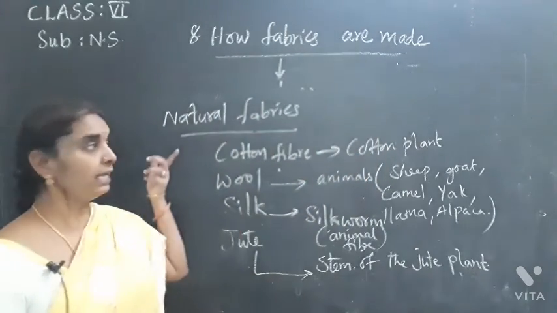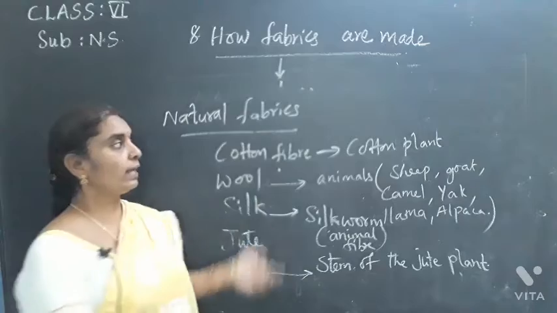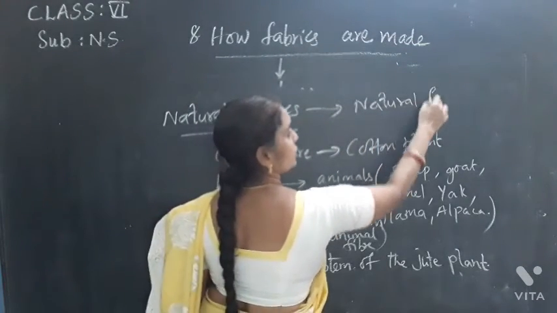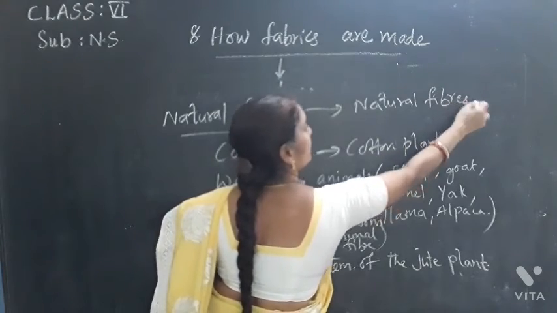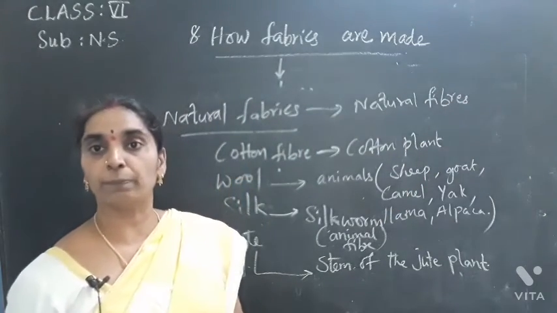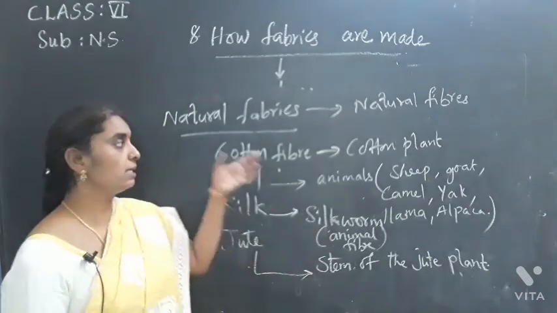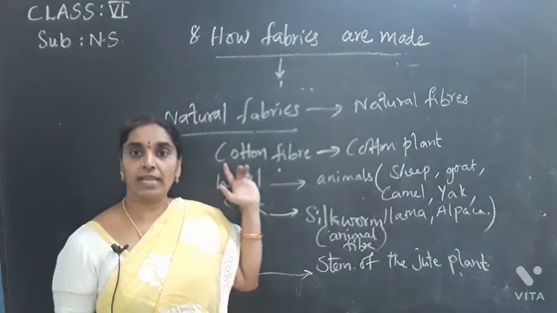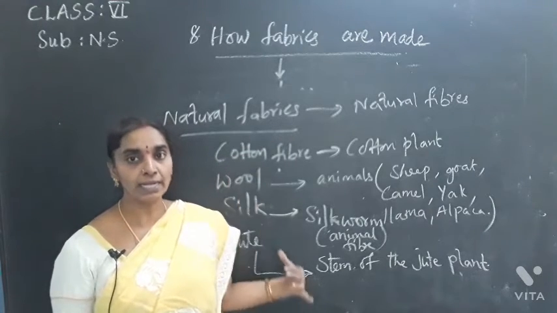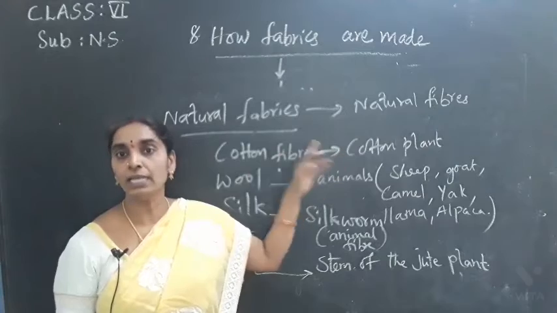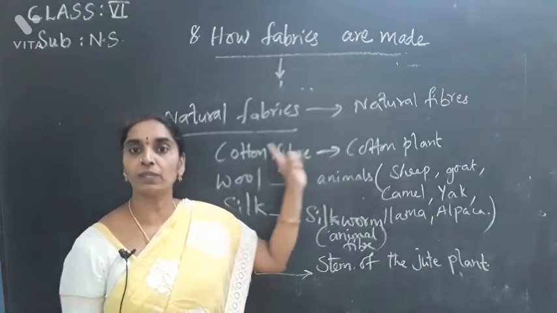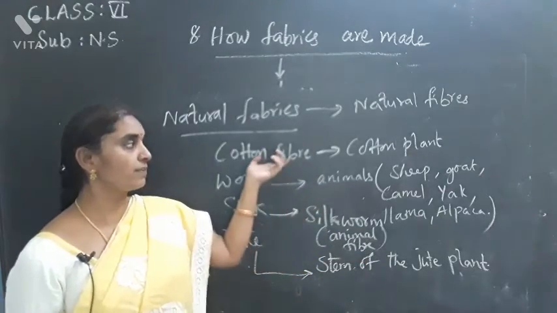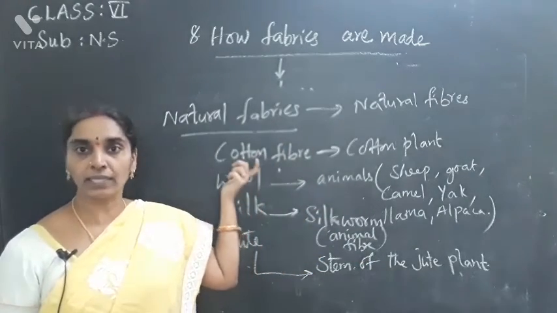How do we get natural fabrics? You get natural fabrics from natural fibers. What are natural fibers? The fibers that are obtained from nature, that is, from either plants or animals. What are the examples? Cotton and jute are the best examples of natural fibers. We get jute from the stem of the jute plant, and from the fruit of the cotton plant you get the cotton.